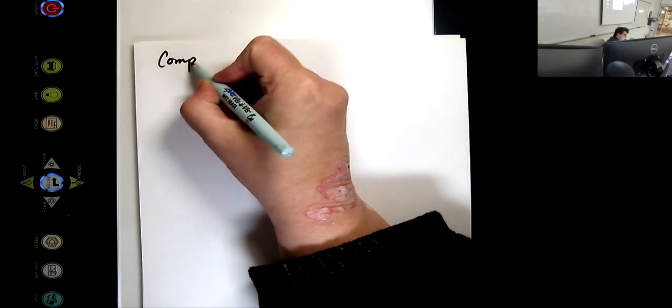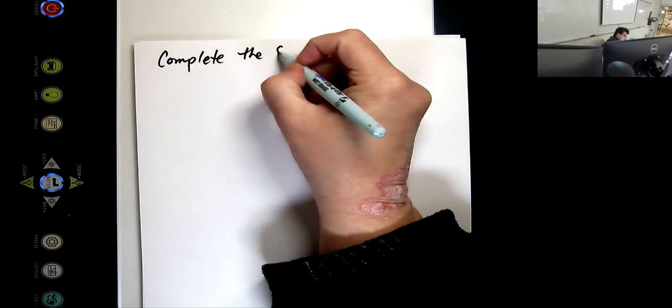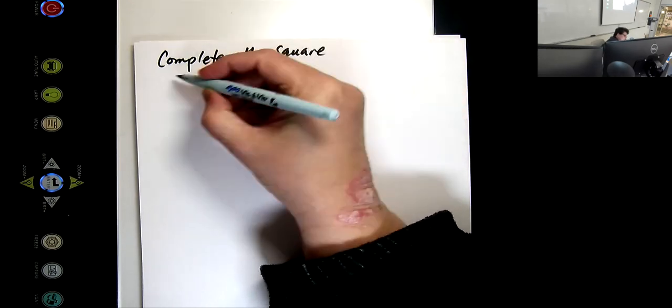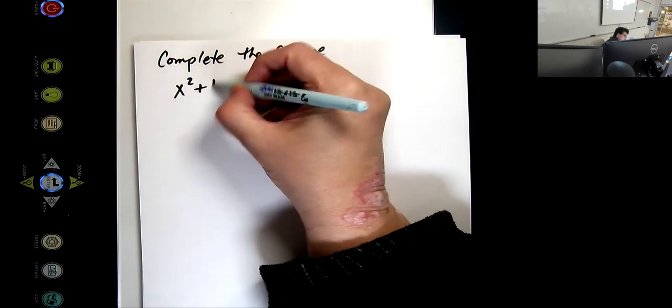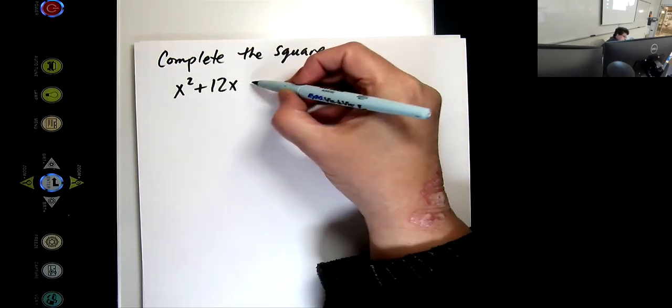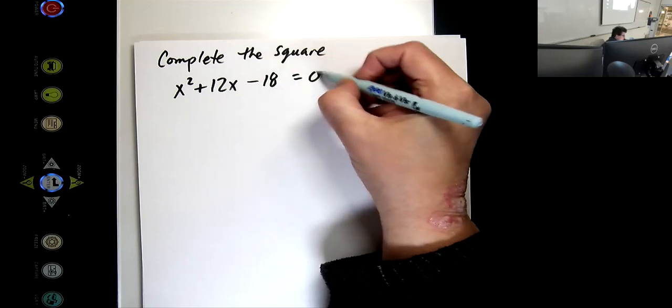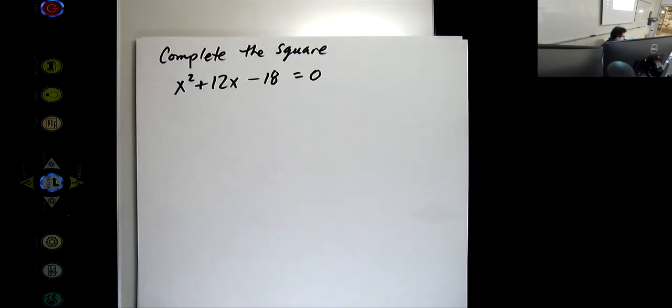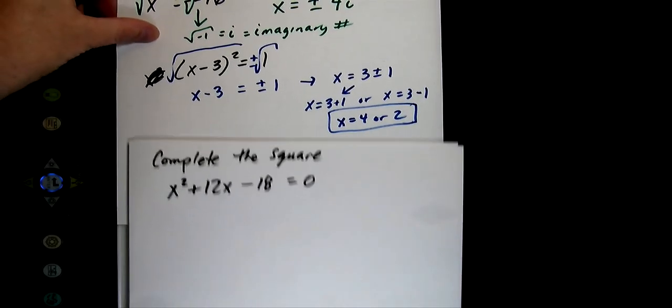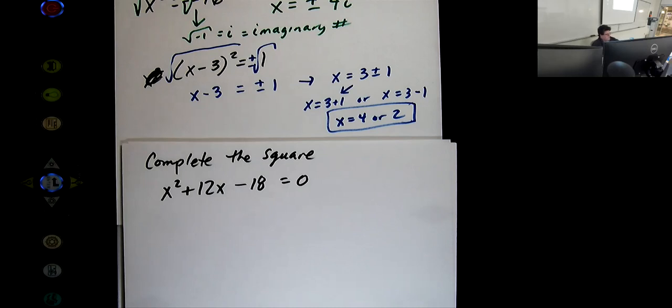Let's kick it up a notch. Let's do some completing of the square. Just as a reminder, let's complete the square on this one. We're gonna do like x squared plus 12x minus 18 equals 0. I hope this works out well. I'm just making these numbers up at this point. I'll give you guys a little bit to work on it. Then we'll go over it together.